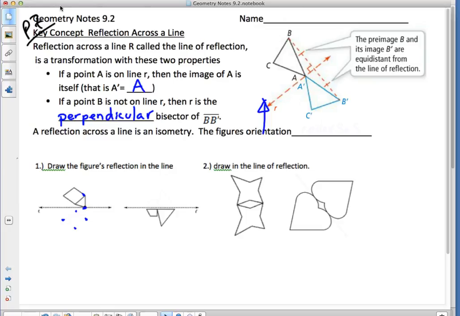Okay, points that are on the line of reflection don't go anywhere. That's the reflection. Okay, my nose is on the mirror, my reflection's nose is on the mirror, okay?